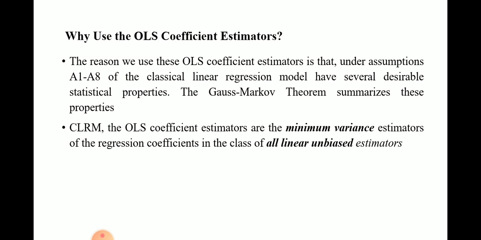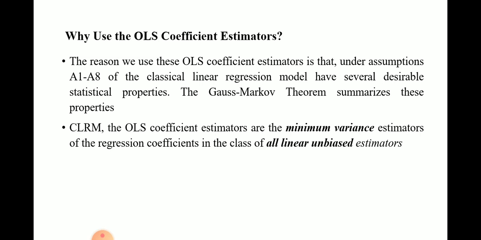These desirable properties are summarized by Gauss and Markov in their theorem called BLUE. If all these assumptions are satisfied, then the estimators will be BLUE. BLUE means the estimators will be best, linear and unbiased. So if all the assumptions of OLS are satisfied, then the estimators thus obtained will be best, linear, unbiased. This is what we call the Gauss-Markov theorem.